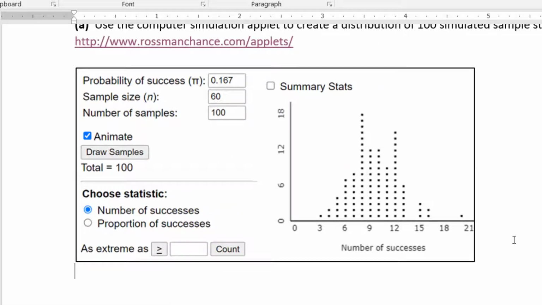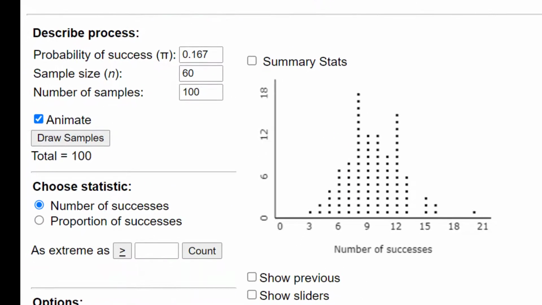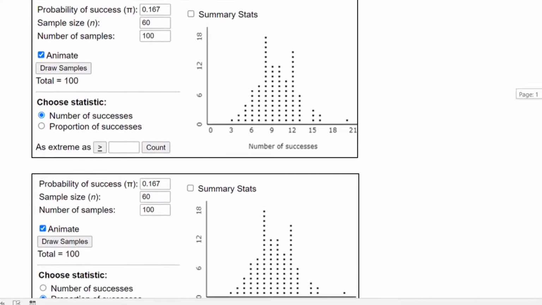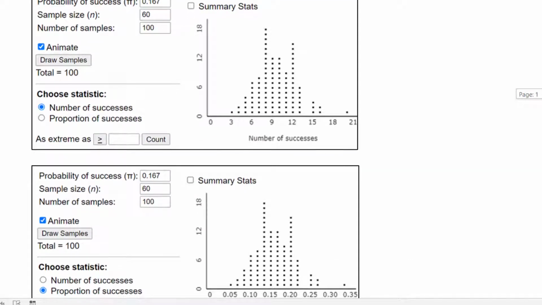There we go. I'm going to go back to the applet and recall that you can also click the proportion of successes box, and it gives you the same distribution, of course. It just labels the horizontal axis with the equivalent proportion of successes for each of those sample statistics. I'm going to go ahead and copy and paste that into my document. Okay, so we've now created our simulated distribution of sample statistics. This, remember, tells us that if we have a fair die that we rolled 60 times, these are the sort of sample statistics we can expect.